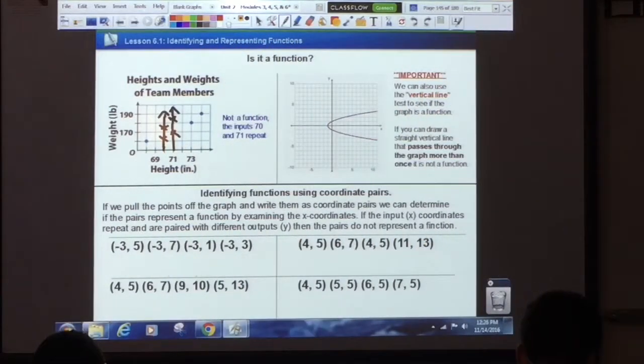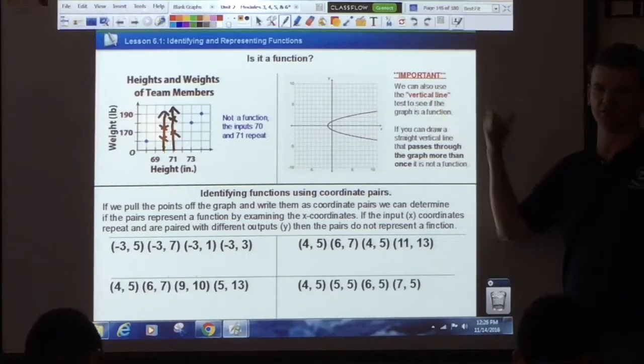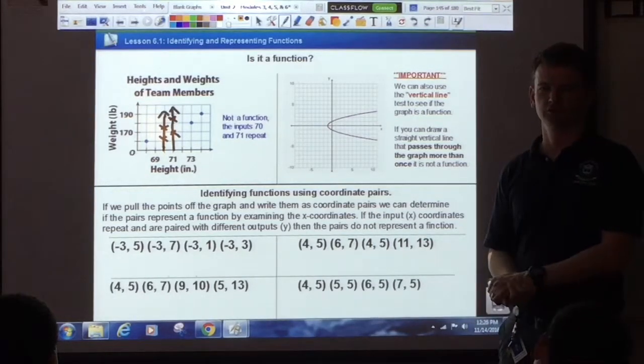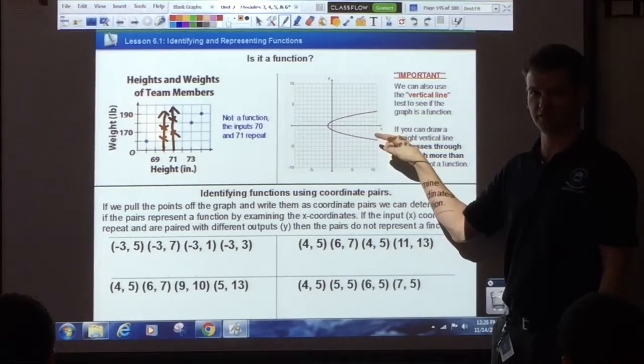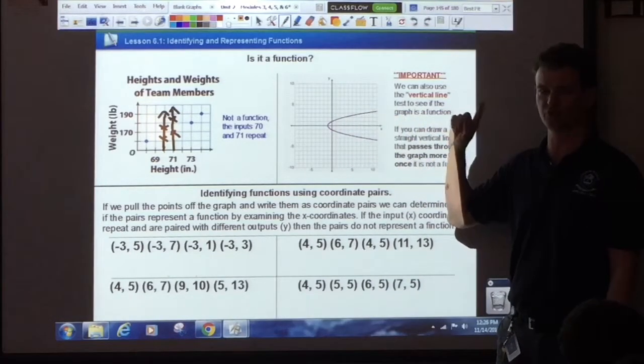And in case you forgot about the vertical line test, I wrote it here again for you. I even wrote important on it because it is important. It's the easiest way to see if a graph fails as a function. So, I have a line that's been graphed. Now, if you draw a vertical line through it anywhere on the graph, if it passes through more than once, it fails.